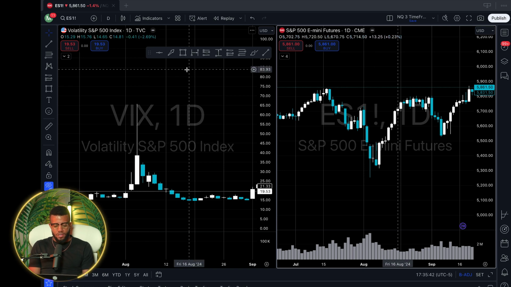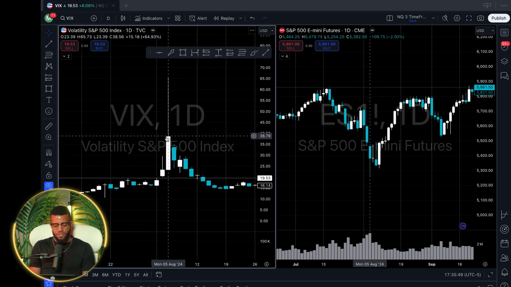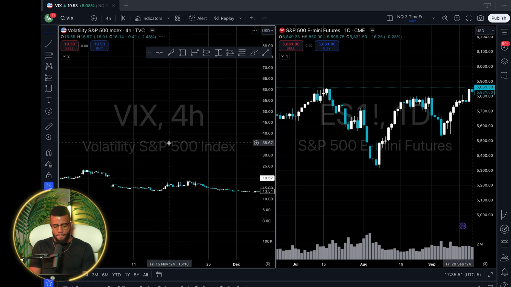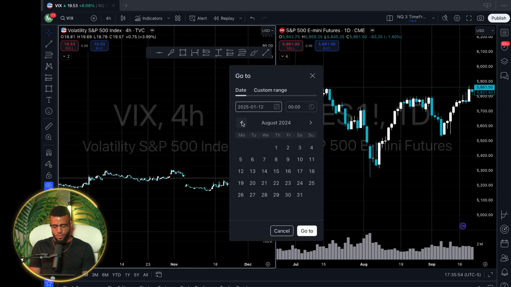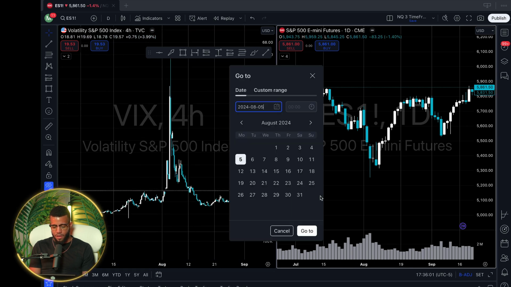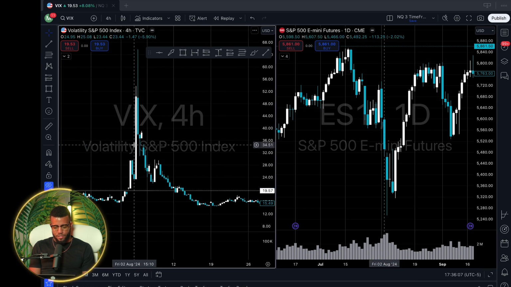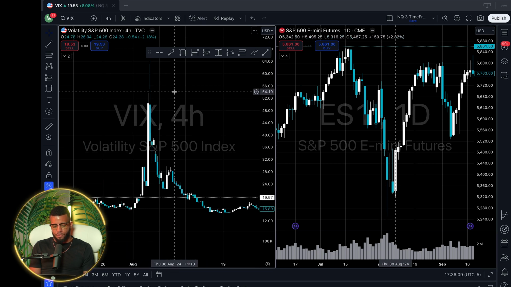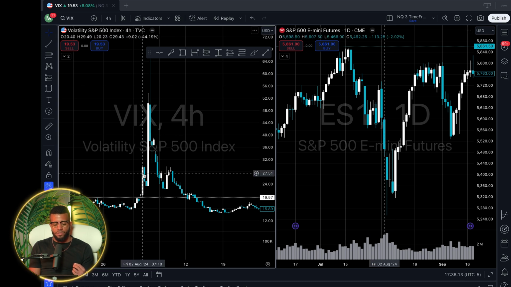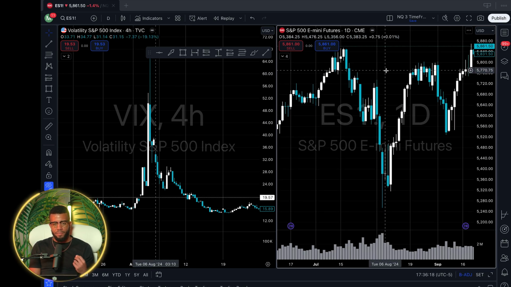So again, I want to tie this into the example. We just saw this. The VIX spiked on this day, and we can actually go to the 4-hour. Then we'll go to August 5th, 2024. Go to that date, there's a spike, and we'll go to the same day on ES, August 5th. And we can see here that as the VIX spiked, the market sold off. As there was an increase in fear and uncertainty in the market, the VIX spiked, the market was selling off. You'll see that time and time again, guys.